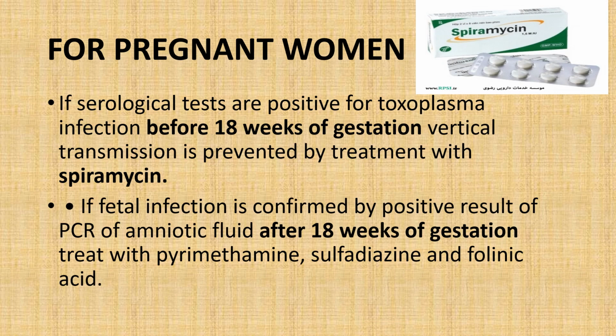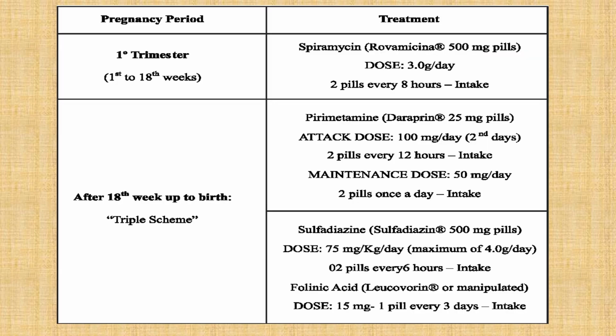Pregnancy के अंदर again gestation की duration पे depend करेगा कि आपने क्या treatment देना है. अगर आपकी serology was positive before 18 weeks of gestation तो transmission को रोका जा सकता है. It can be prevented. आप macrolides देते हैं जैसे spiramycin. If serology came out to be positive after 18 weeks of gestation, तो फिर आप triple scheme की तरफ जाएंगे, which is basically inclusive of pyrimethamine, sulfadiazine, and again folinic.